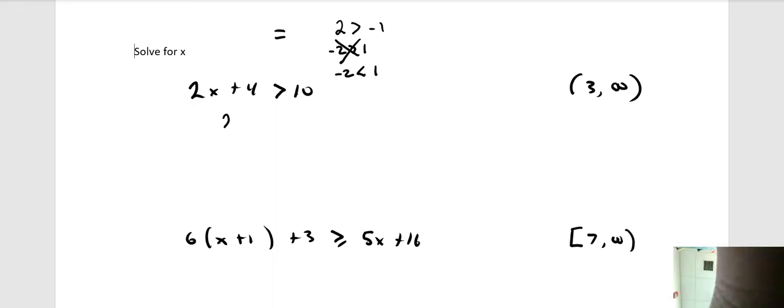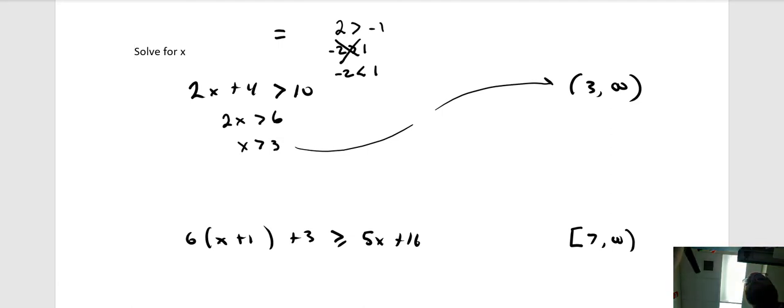So let's look at a couple examples here. We can start this by subtracting 4 from both sides. And then divide both sides by 2. And that's it. And there's our answer right there in interval form.